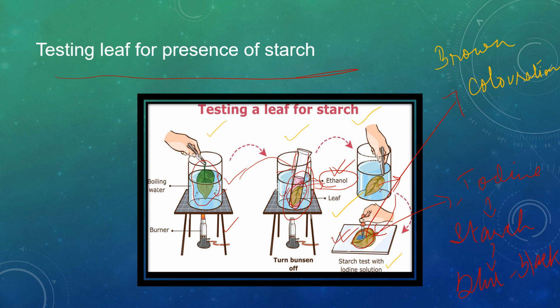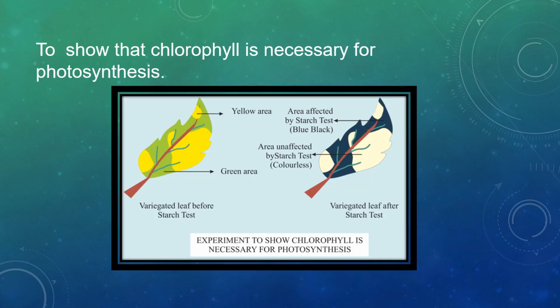Now we move on to the next one. In this experiment we are going to show that chlorophyll is necessary for photosynthesis. For that, we are taking a plant with variegated leaves. So what do variegated leaves mean? These leaves have chlorophyll only in patches. You can see that chlorophyll is present only in patches. The full leaf is not green in color.